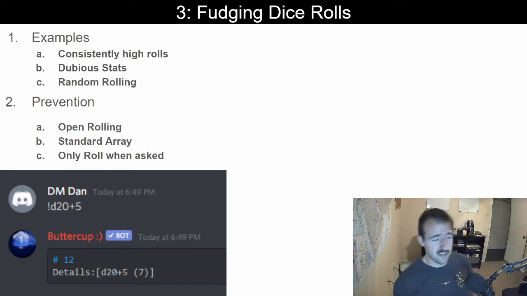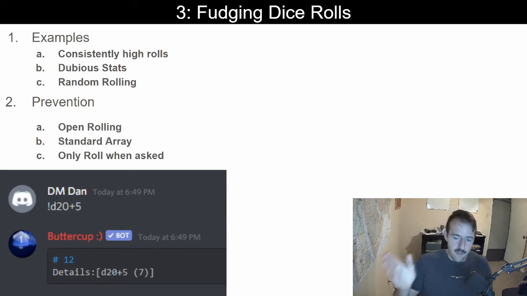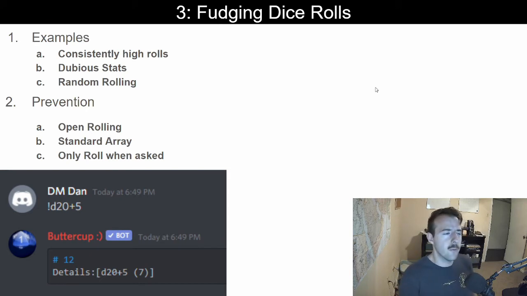For the dubious stats, what I would do is just either have people roll in front of you or use the standard array or point buy. I think those are a little more fair anyway. And then finally, I would go with having people only roll dice, or at least only count dice, if the DM has asked for them. So in other words, if someone is rolling dice randomly and then tells you what they want to do, the DM says, no thanks, player so-and-so, give me a dice roll to do Y, and then they roll. There's no rolling before you decide what you want to do.